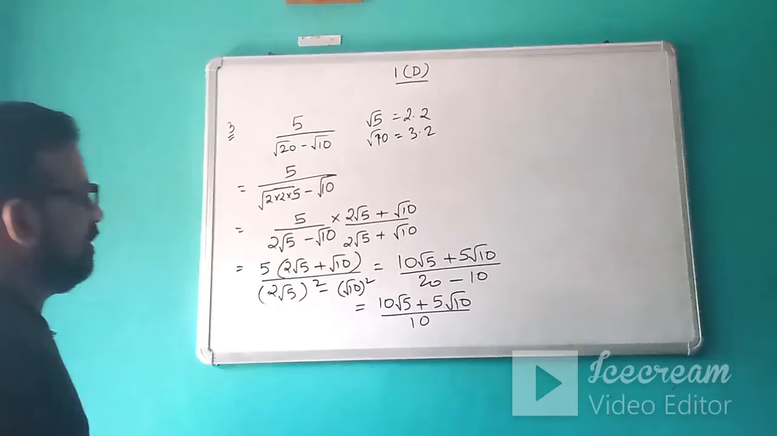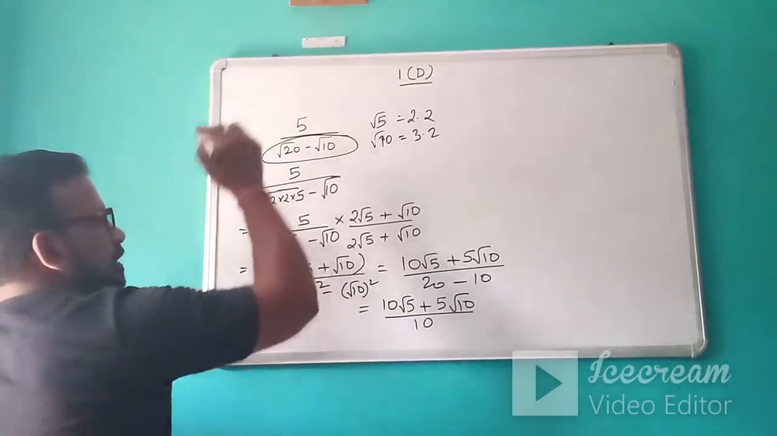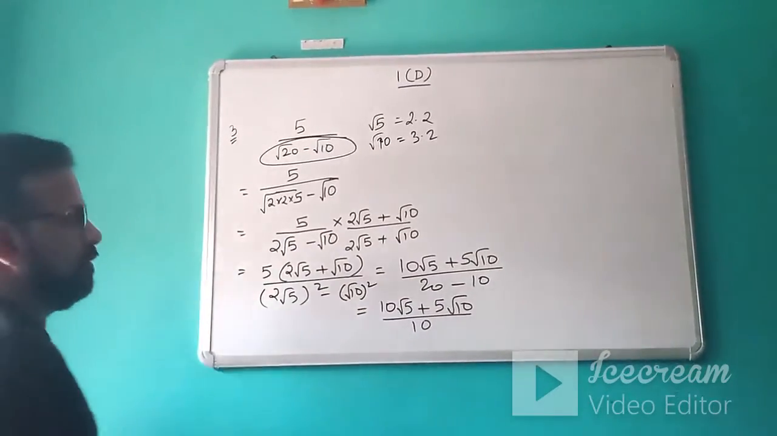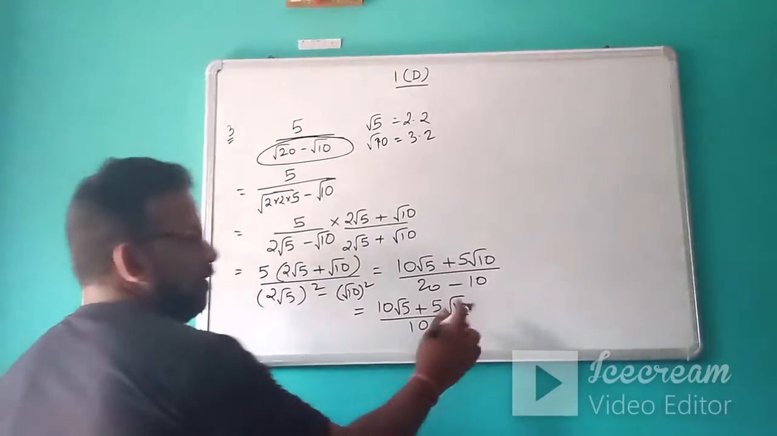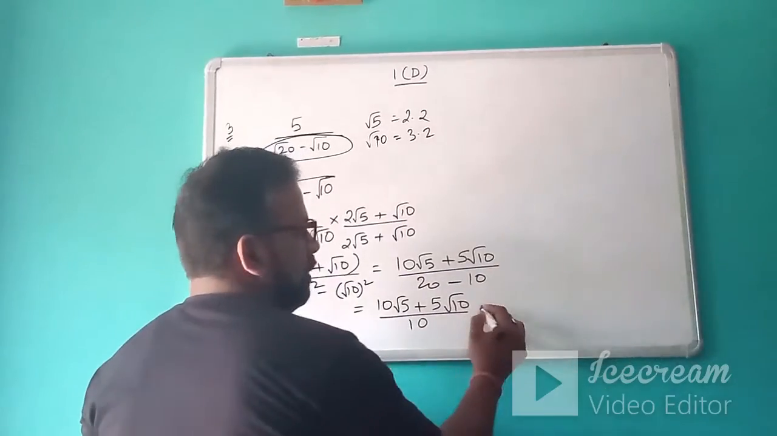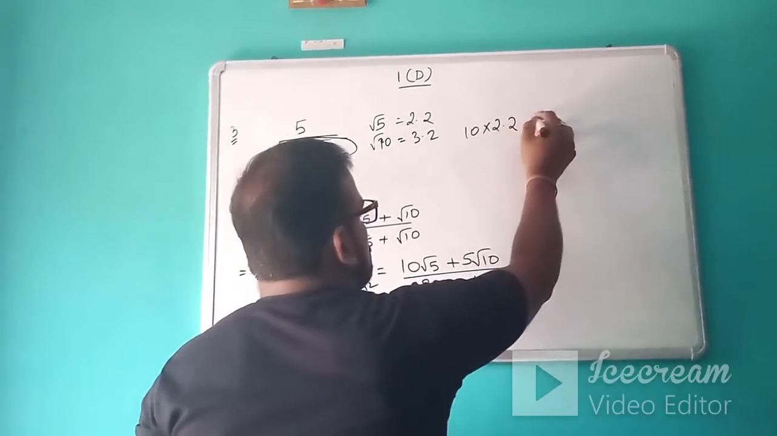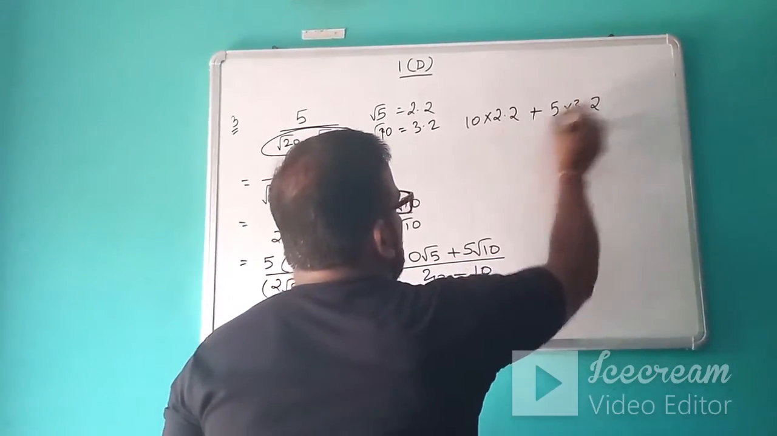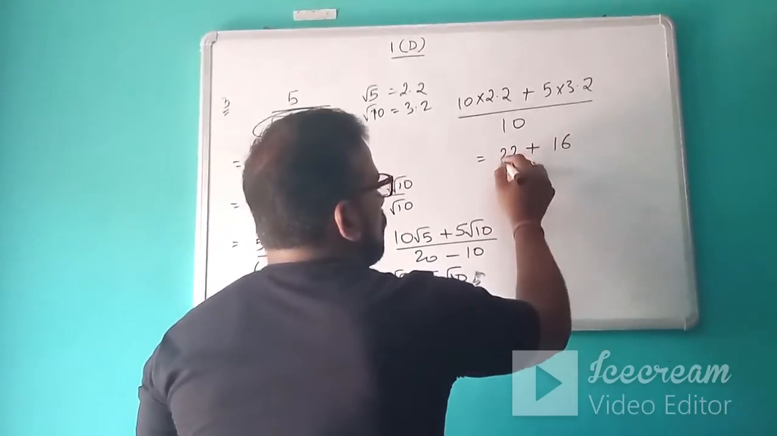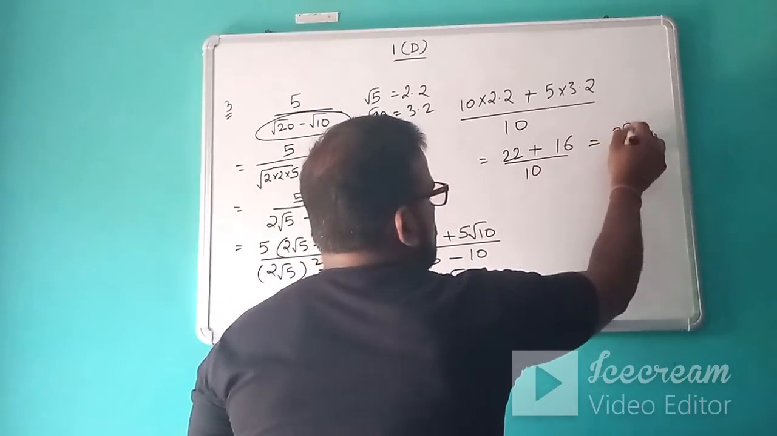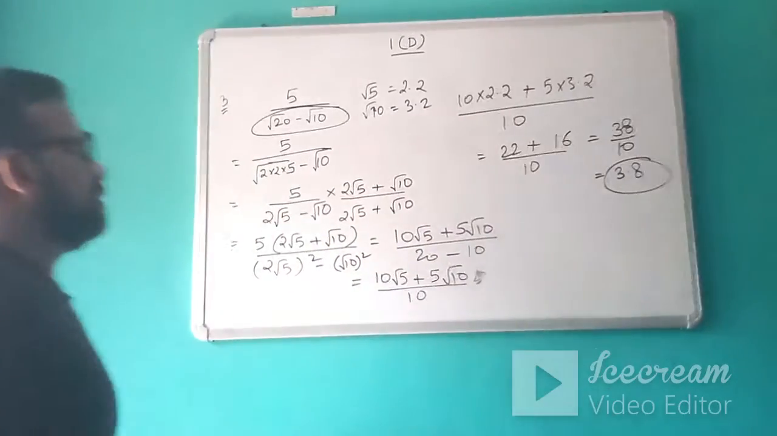You can see that in almost all the questions we are rationalizing the denominator. It is necessary to rationalize the denominator so that you get the simplified expression. Now since we have a rational number in the denominator, we will put the values. You will get 10 into 2.2 plus 5 into 3.2, and since 10 is in the denominator, it is comparatively easier to solve. So you will get 38 upon 10, that is 3.8.